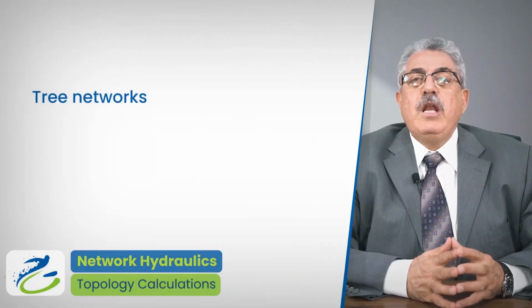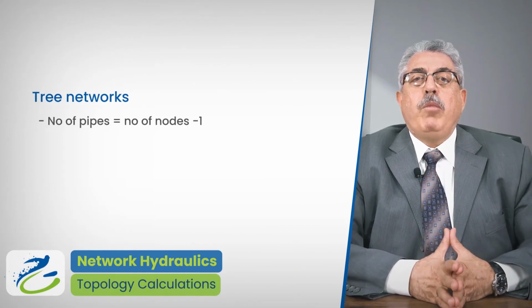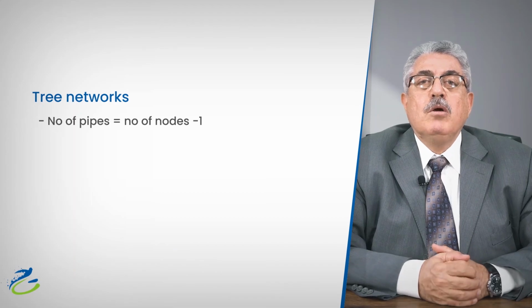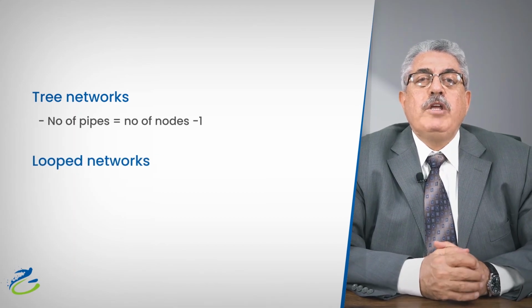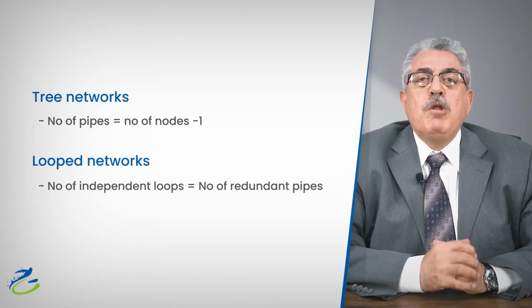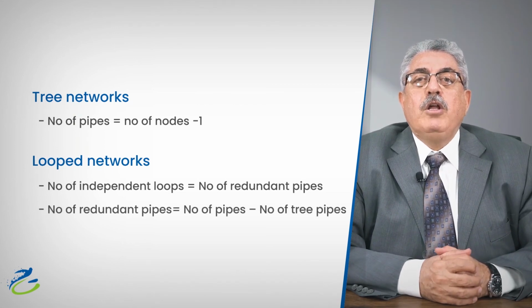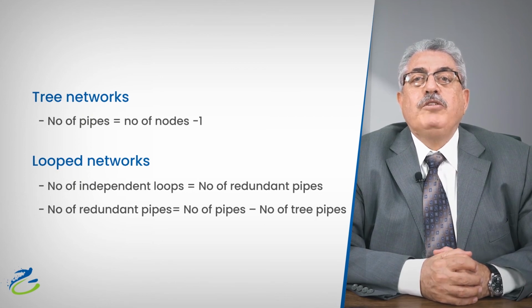The topology of the network allows us to make simple calculations for the tree layout where the number of pipes will always be the number of nodes minus 1. For a loop network, the number of independent loops is the same number as the redundant pipes, and the number of redundant pipes will be the number of pipes minus the number of tree pipes. We can check the previous network to make sure that these relations are valid.